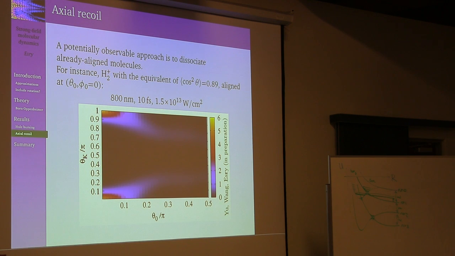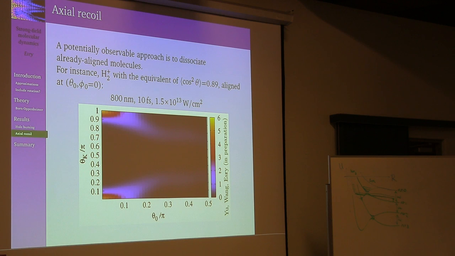Well, if you align it really well in some direction and you dissociate it, if axial recoil is true, it should just go in that direction, right? And that seems like a good case to check. And again, the side monitors might be better to see this. You can see, so theta naught is the angle between the alignment angle of the molecules and the laser polarization, okay? So this angle is theta naught.